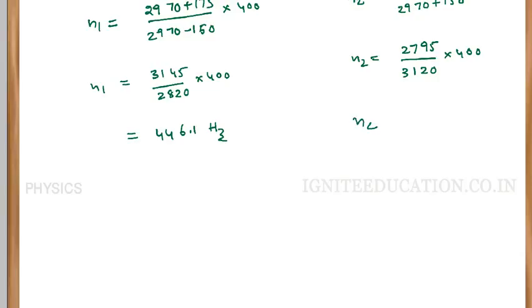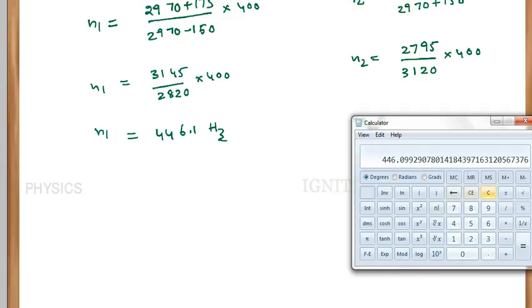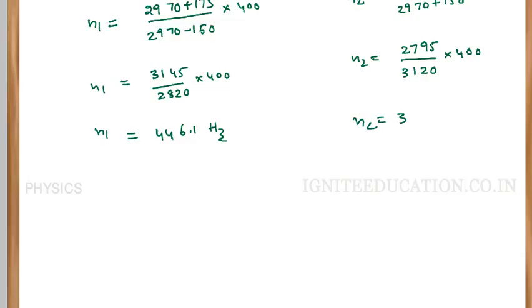Now n2 is equal to, I am using the calculator, 2795 into 400 divided by 3120, that is equal to 358.33. So 358.3 hertz is the frequency observed when they are separating from each other.